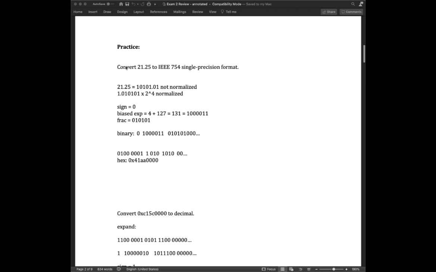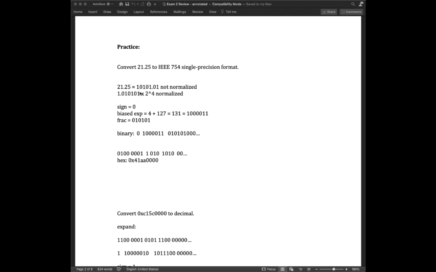You could have a couple of problems, one where we convert some smallish floating point number to the IEEE format, and another where you go the opposite way. You're given the hex representation and you have to figure out what number it is. The problems will only involve the single precision format, which has 1 bit for the sign bit, 8 bits for the biased exponent, and the rest of it for the mantissa. So the first thing to do is to convert the whole number part to binary, which I've done here.